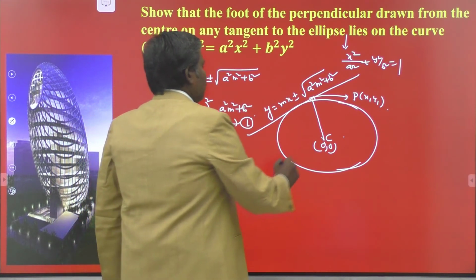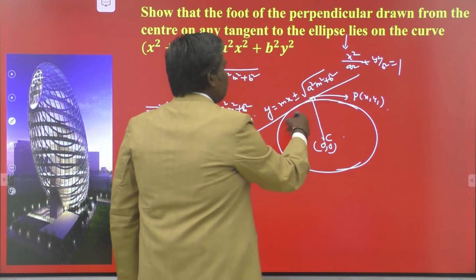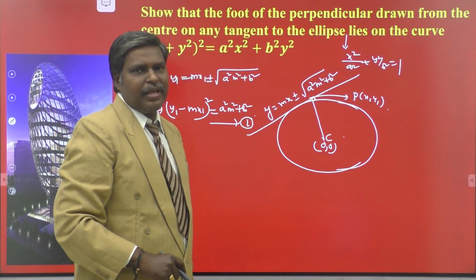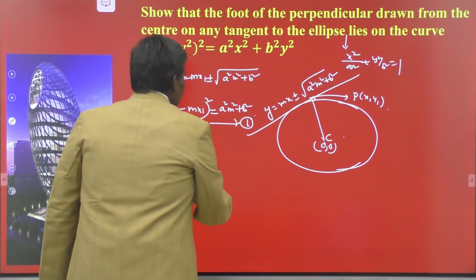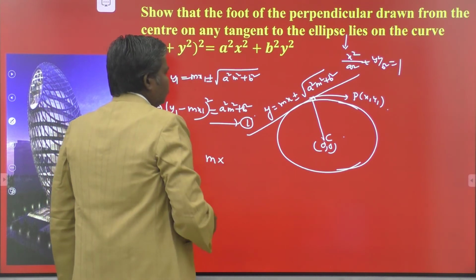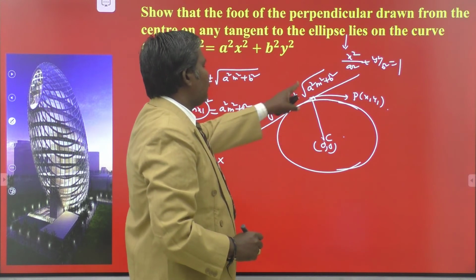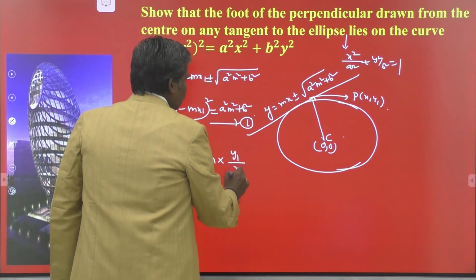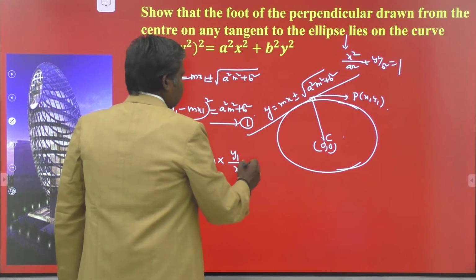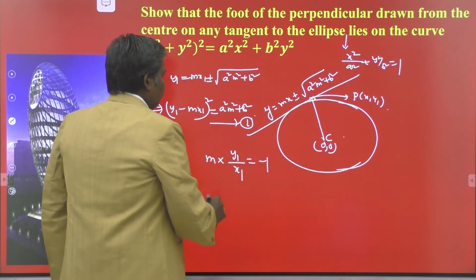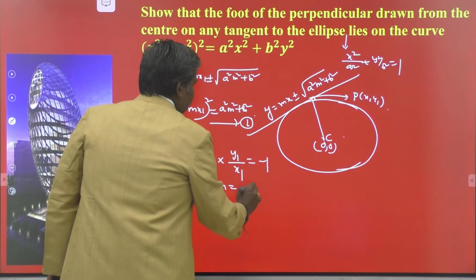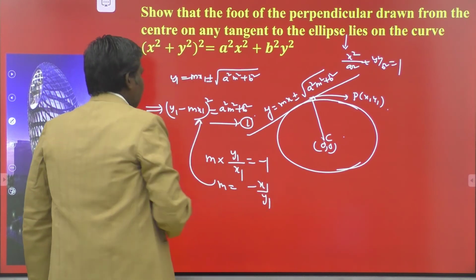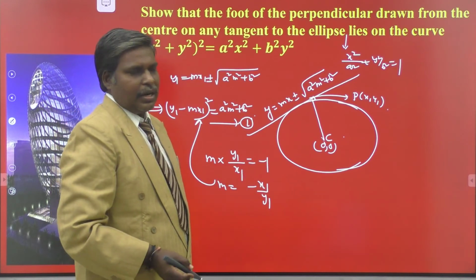What is the next condition? The angle between these two lines is what? 90 degrees. So the product of slopes must be −1. What is the slope of the tangent, my dears? m. And the slope of CP is what? (y1 − 0)/(x1 − 0), so y1/x1. So m times y1/x1 equals −1. So what is the value of m? m = −x1/y1. So substitute the m value here itself, we get the required condition.